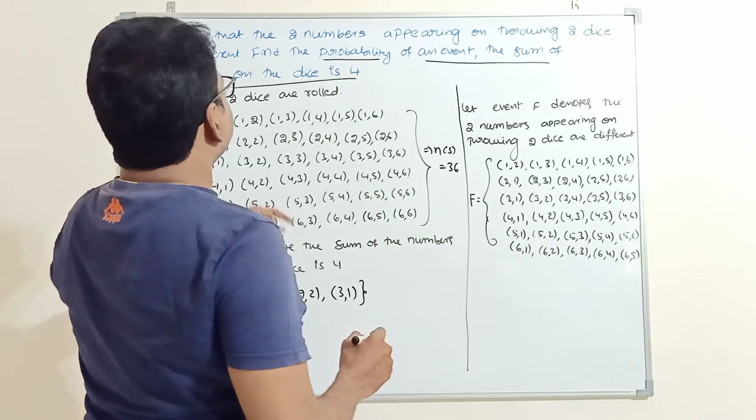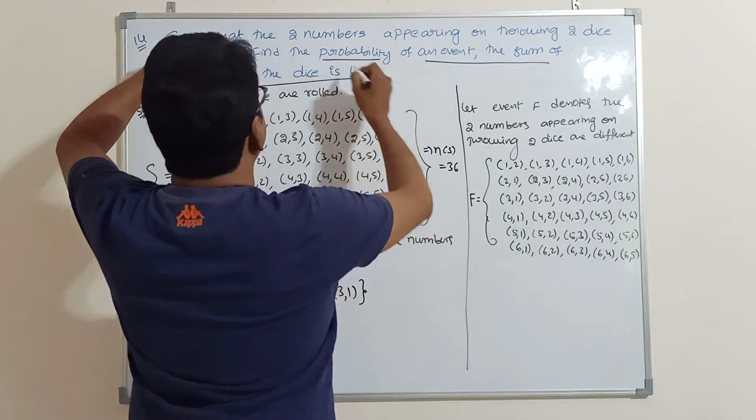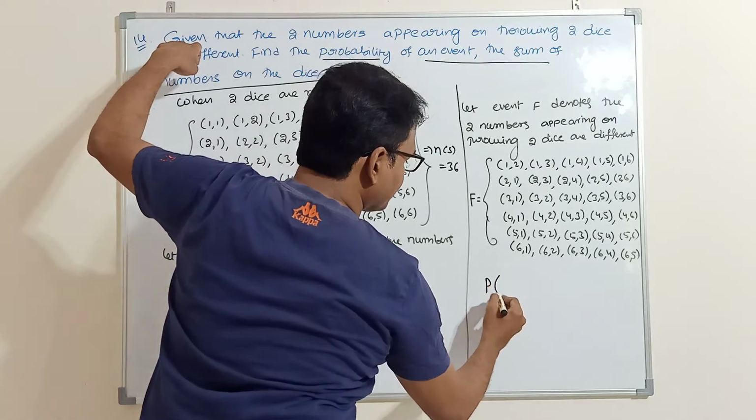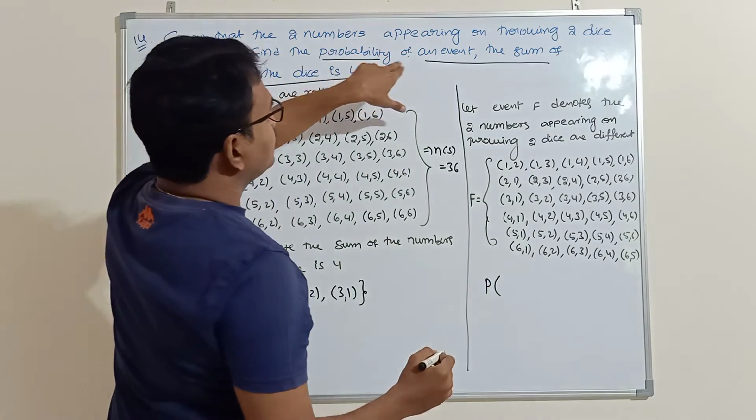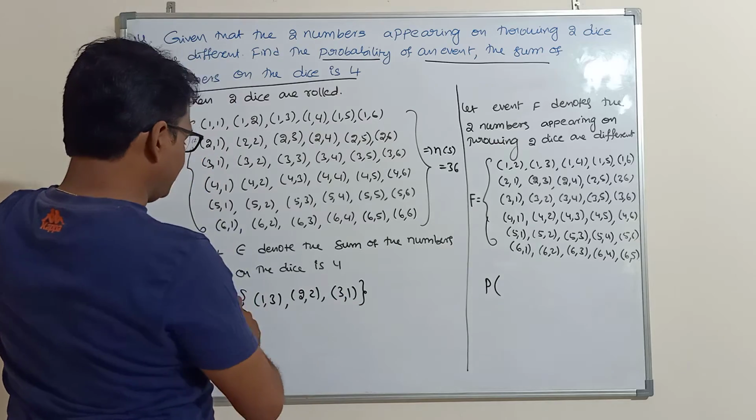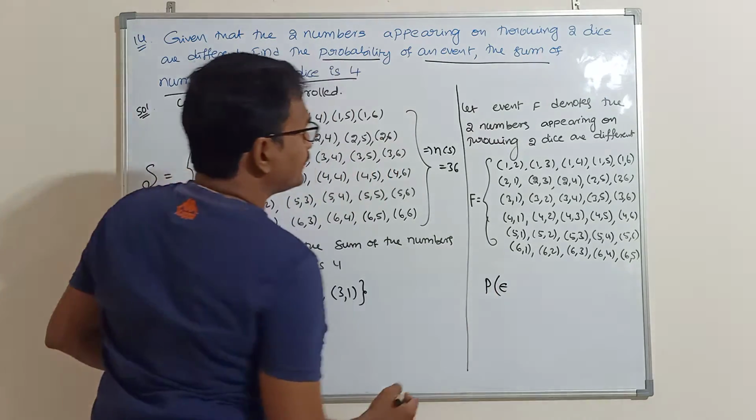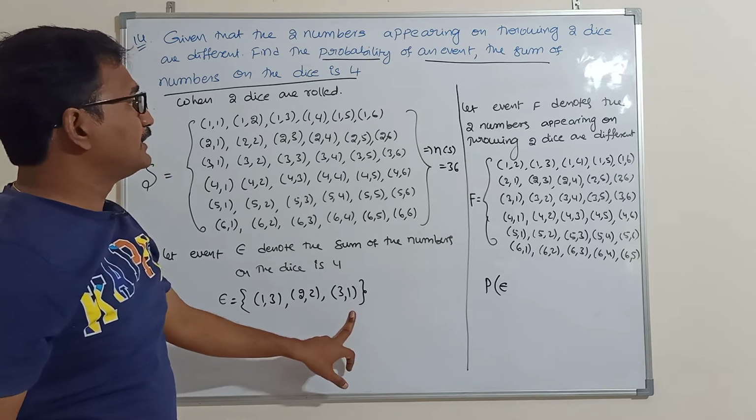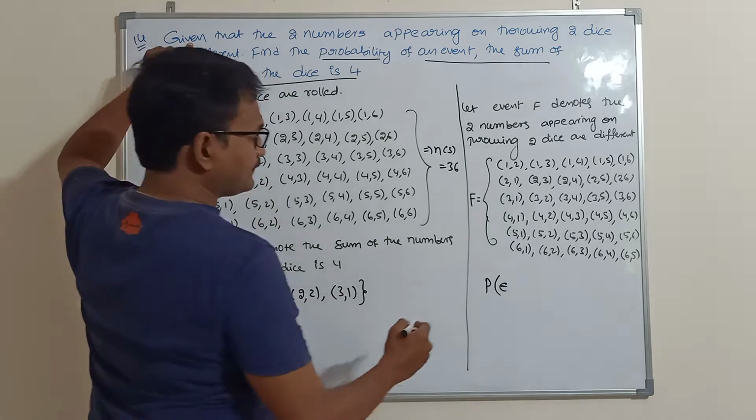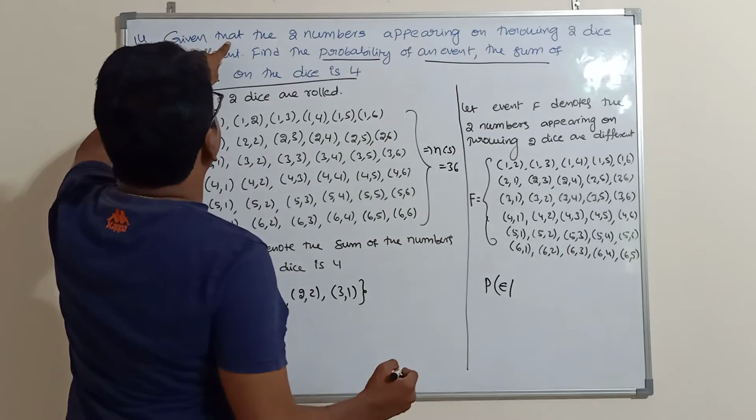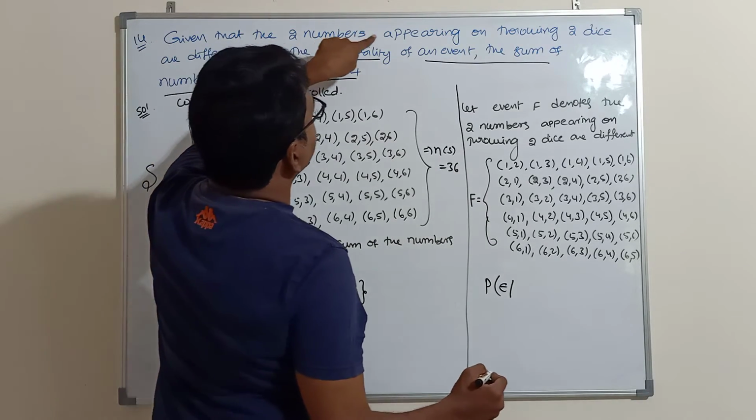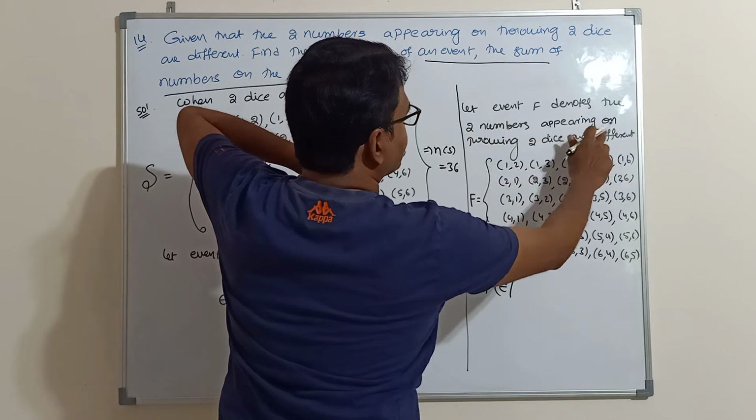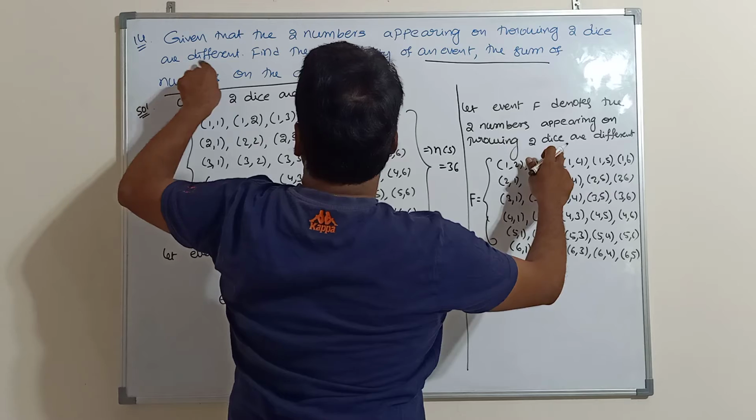Next, given. So before given, probability. P for probability. Probability of an event. What is that event? E. Probability of event E. What is event E? Sum of the numbers on the dice is 4. Next, given. So after the given keyword, what is there? Event F denotes the two numbers appearing on throwing two dice are different.